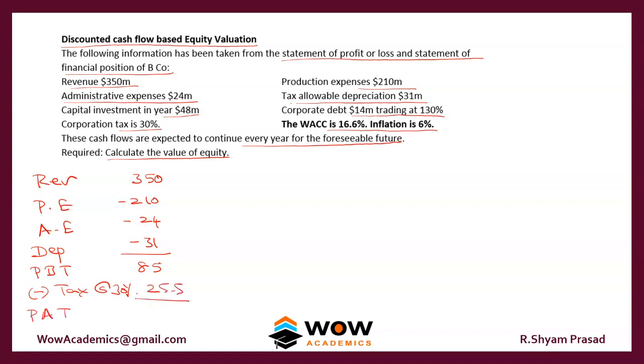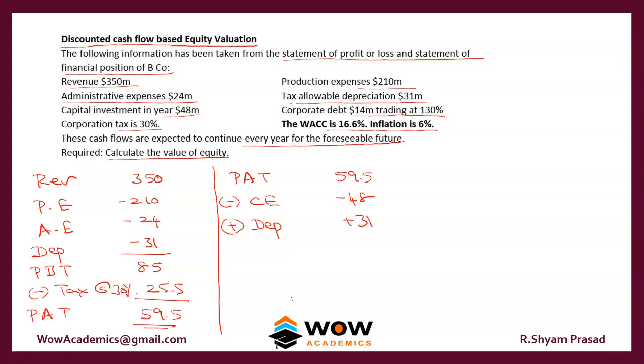PAT comes to 59.5. So we have got our profit after tax, but still we have a few more steps. With the profit after tax, we have to deduct the capital expenditure of the company. So capital expenditure comes to 48. Okay, but we have to add back again the depreciation because that's what we saw in the format. So our tax allowable depreciation is 31. So we will see the answer.